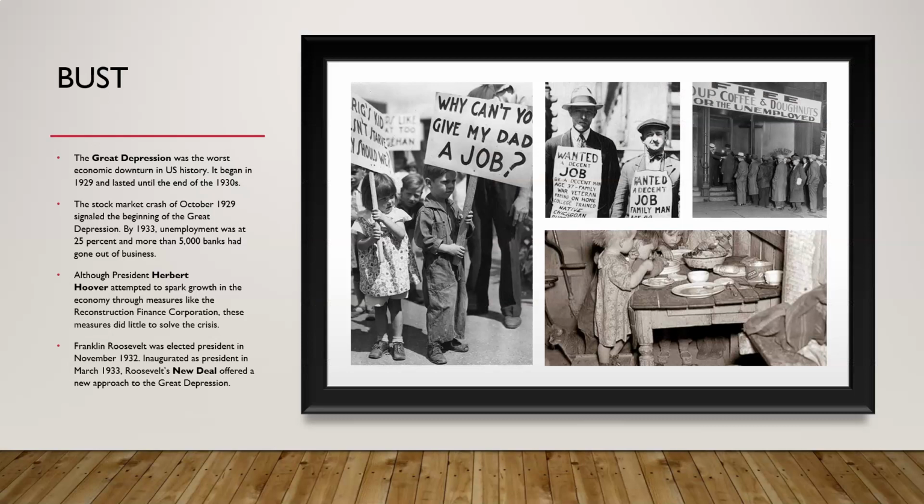The Great Depression starts in 1929. It lasts most of the 1930s. It begins with that stock market crash, and by 1933, 25% of Americans are unemployed. There are 5,000 banks that have gone out of business, and you have the presidents during this time working to try to build up the economy in a way that had never been seen before. Herbert Hoover is going to start to reconstruct the finance system, and then FDR is going to start the New Deal.